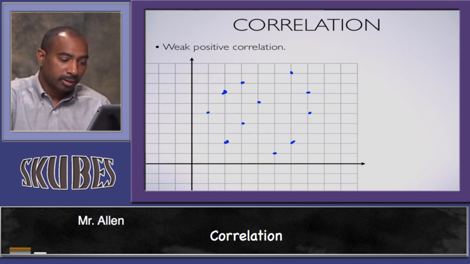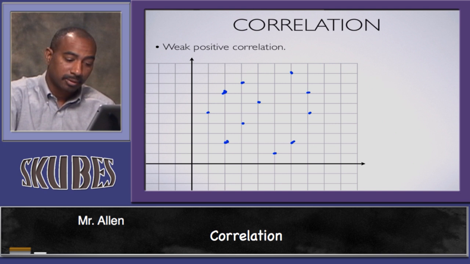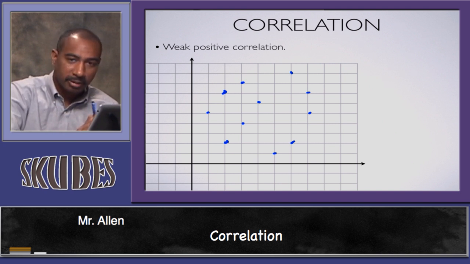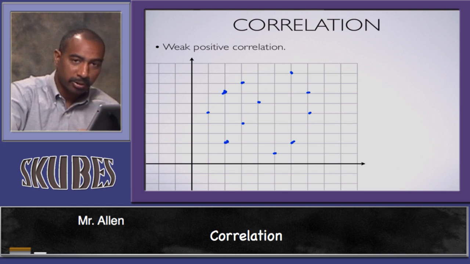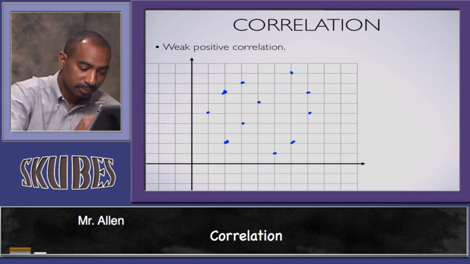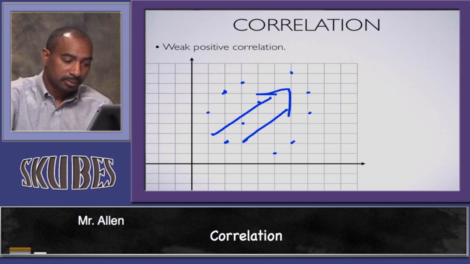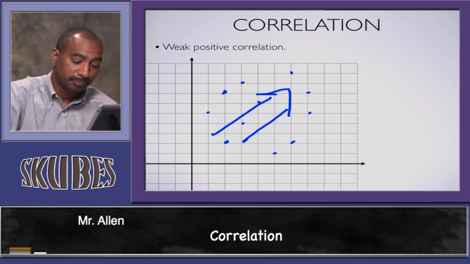Then you have what you call a positive weak correlation. You have a cluster of points, but they're not so close together. But in general, they're kind of going in an upward motion. So this is a positive weak correlation.